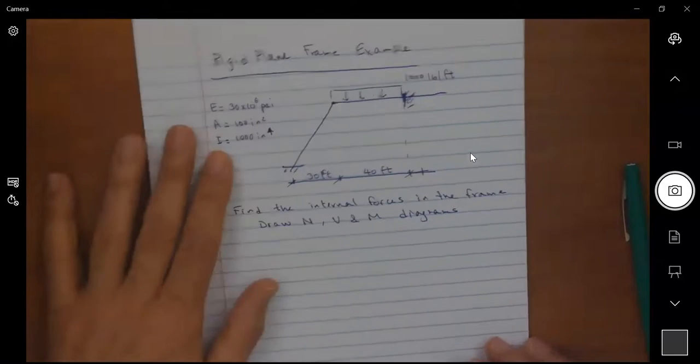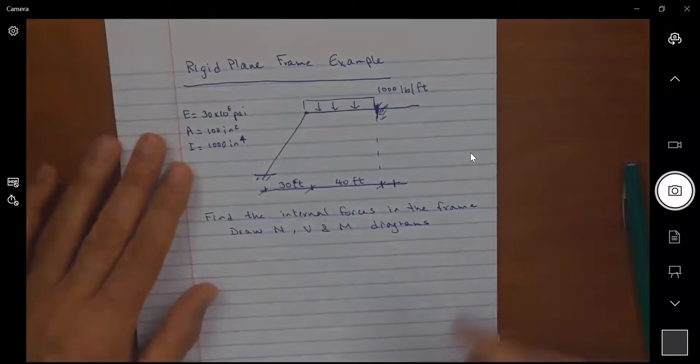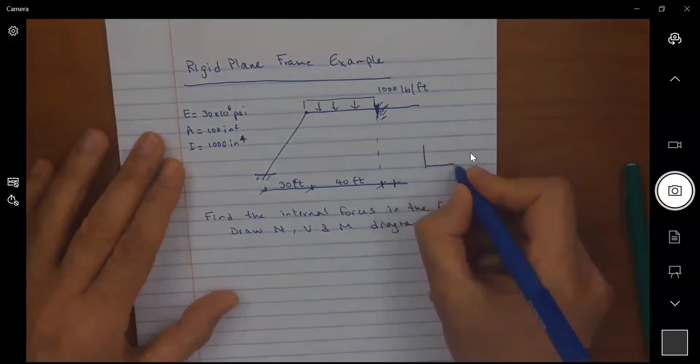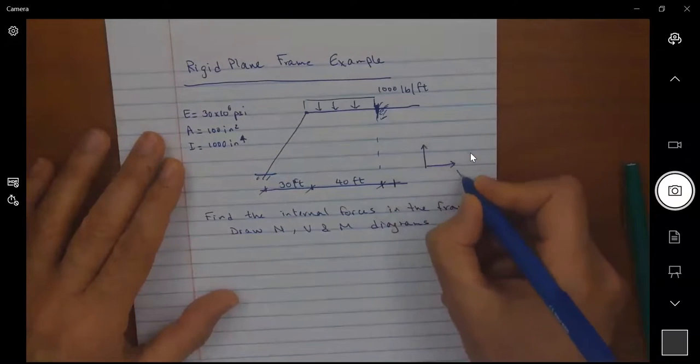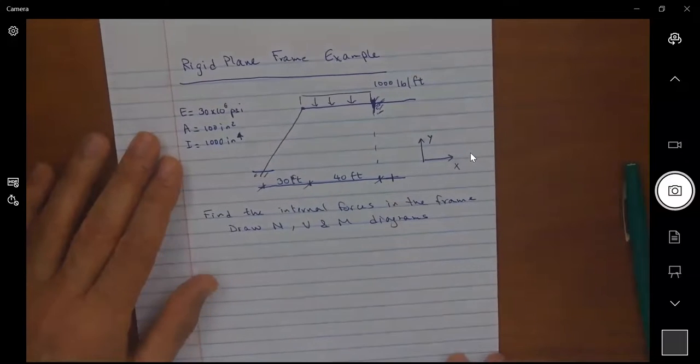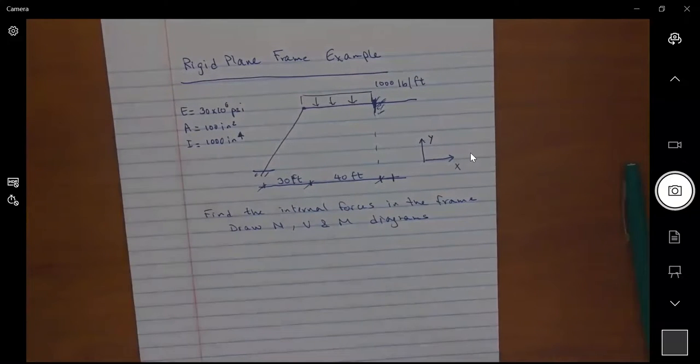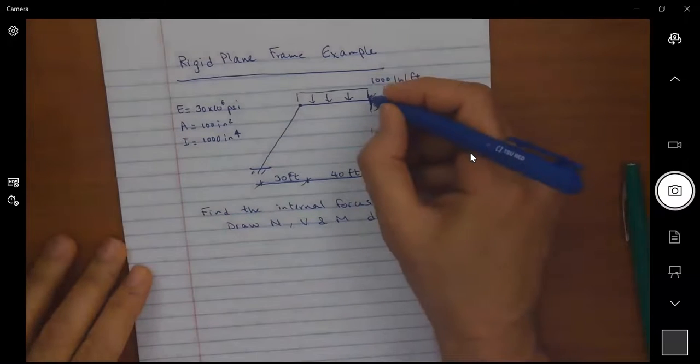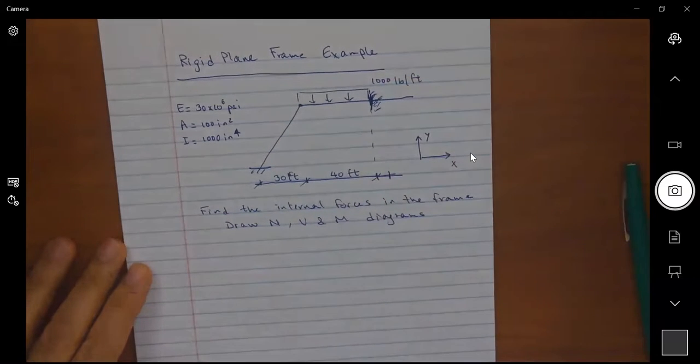So the first step in order to solve this problem, I'm going to establish my global axis as usual, X horizontal and Y the vertical. Then fix that on the right side there. Correct. Sorry for the mess. I will clean it up after that.